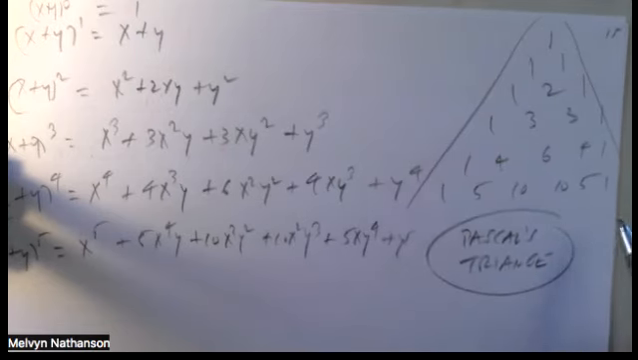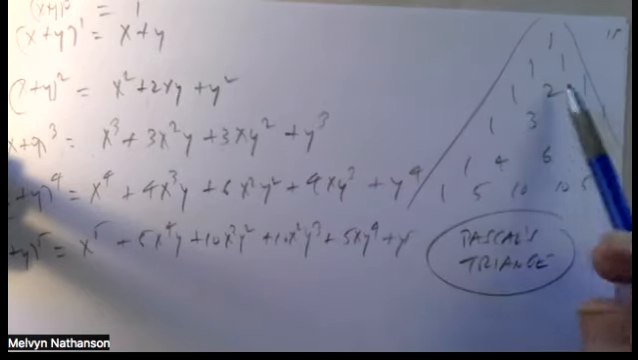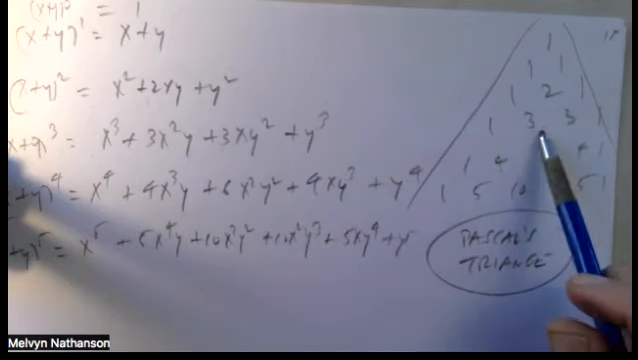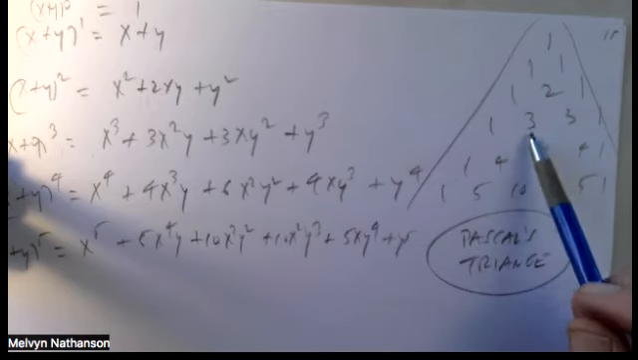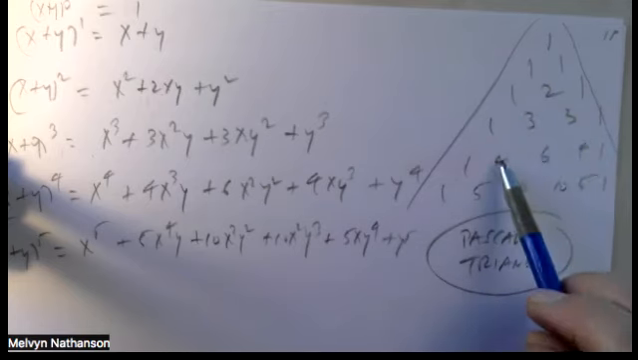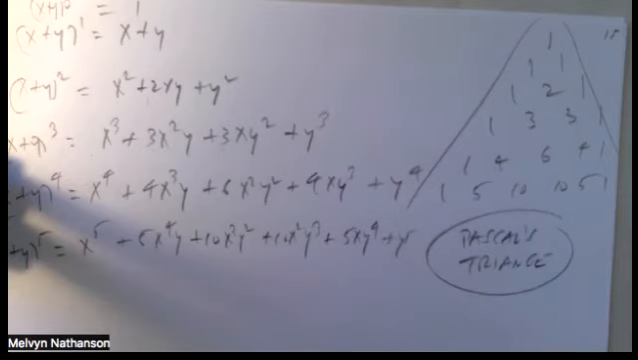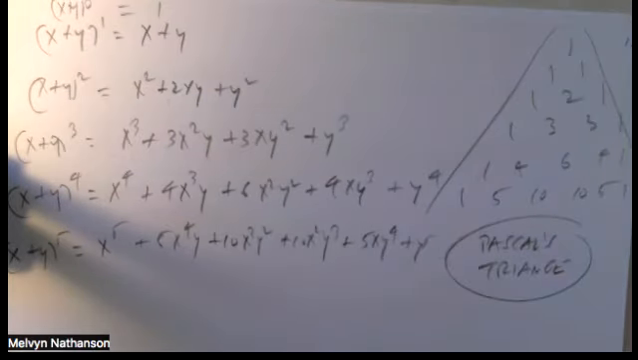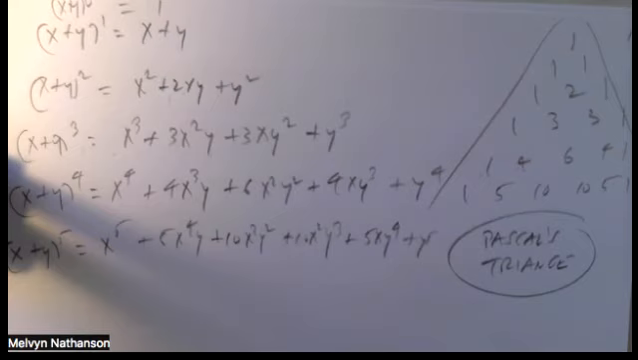And they have very pretty properties. Down the edges, it's always a 1. But everywhere you look, each number is the sum of the two numbers above it to the left and the right. Like 3 is 1 plus 2. 4 is 1 plus 3. 6 is 3 plus 3. 10 is 4 plus 6, and so on. If you haven't seen Pascal's triangle before, it's very pretty, and people have studied this a lot for hundreds of years.